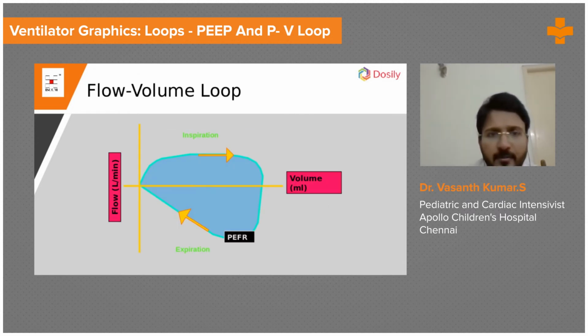Next, which is the least important one, is the flow volume loop. Again, the flow is on the y-axis and the volume is on the x-axis. This is the inspiratory flow and this is the expiratory flow. Always remember, this is a flow graphic, so it always has a negative deflection. This is the peak inspiratory flow, here is the peak expiratory flow, and this is expiration.